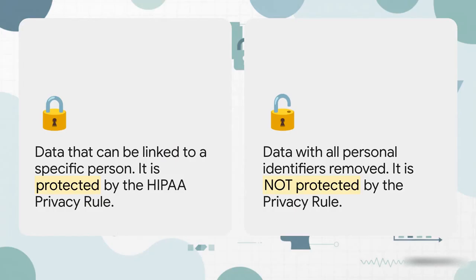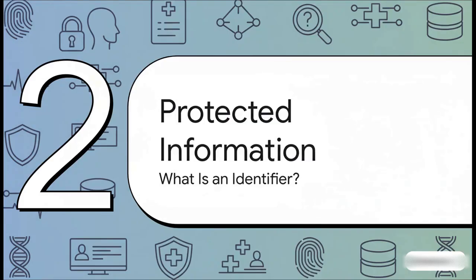Okay, so this is a really important distinction. On the left, you've got identifiable information, data that can be linked straight to a person. That's protected by HIPAA, no question. But on the right, you have de-identified information. This is where all those personal details have been stripped away. You can't tell who it belongs to. And because of that, it's not protected by the privacy rule, which is why it can be used for things like public health research.